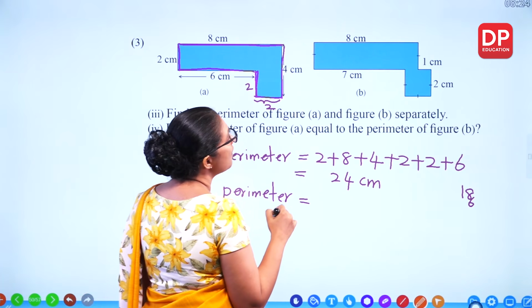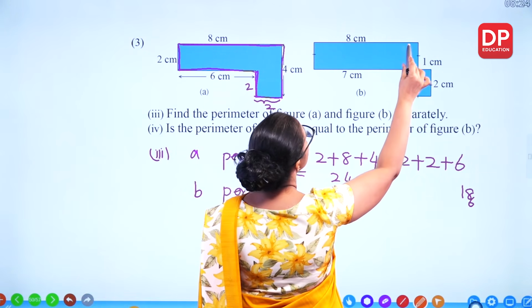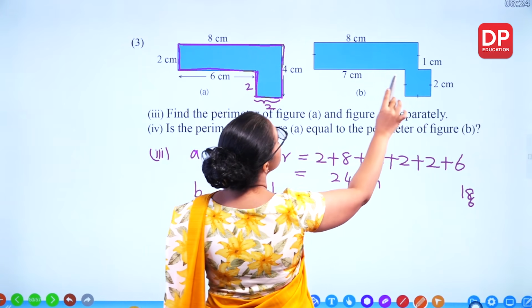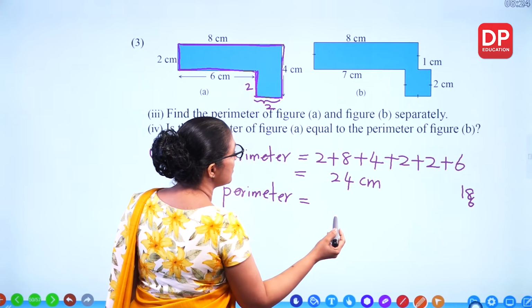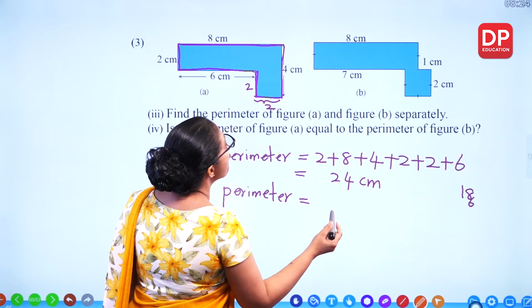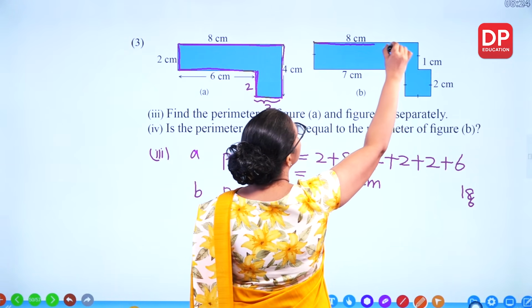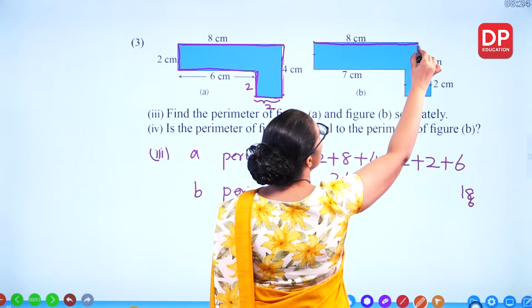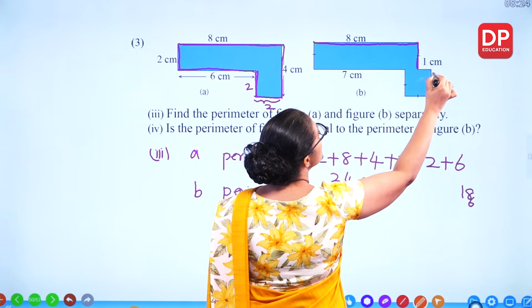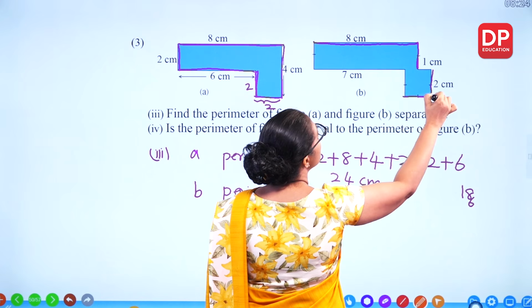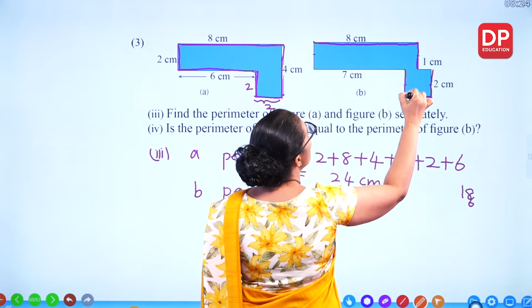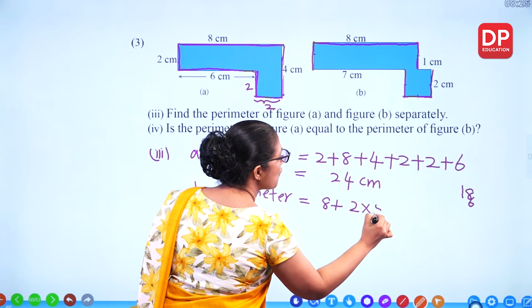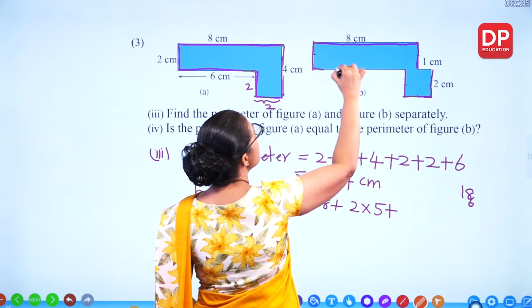We have to first find the lengths. Here 2, 2, 2, everything. And this is 8, this is 2, and this is 7. So you can add it. 8. How many 2's are there? 1, 2, 3, 4, 5. 2 times 5. And then you get 7 here.